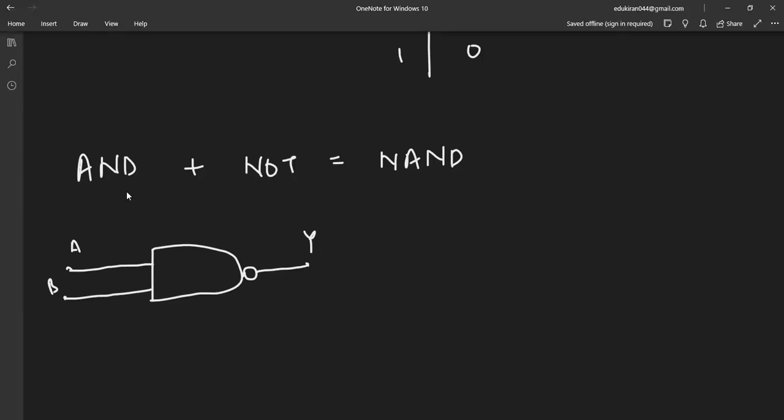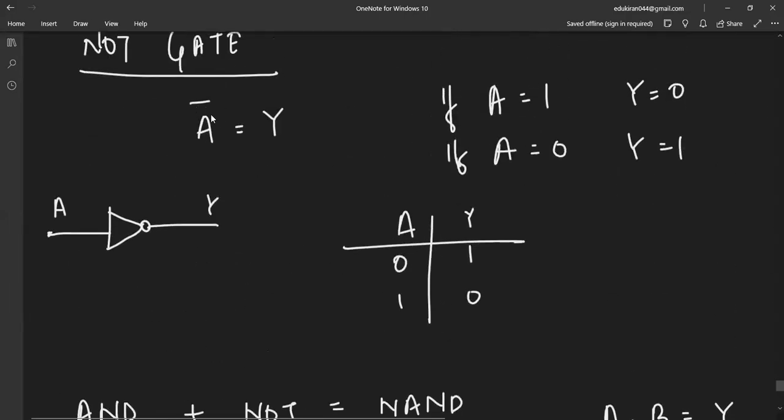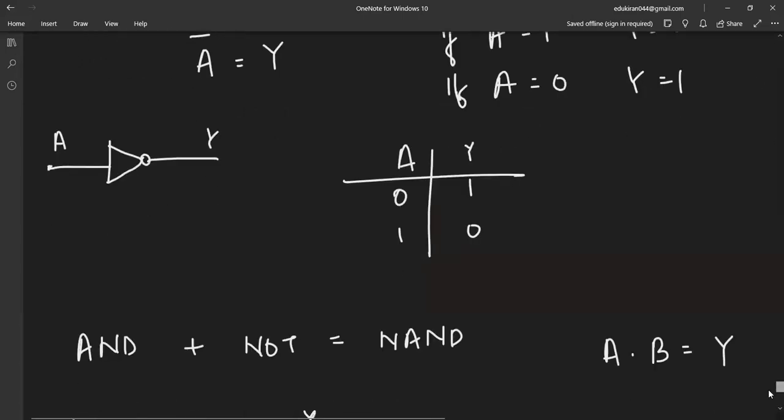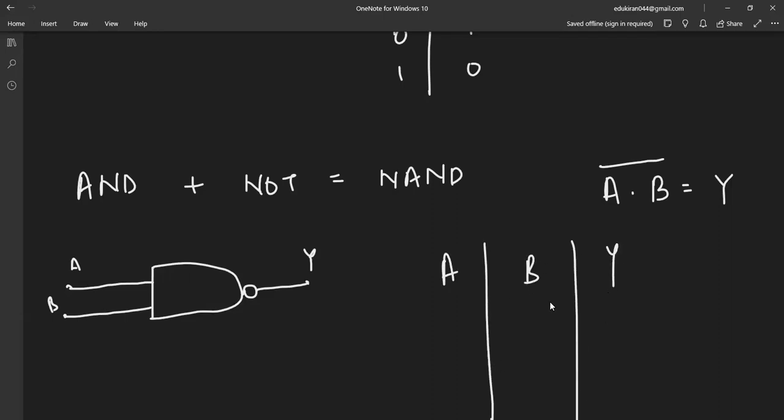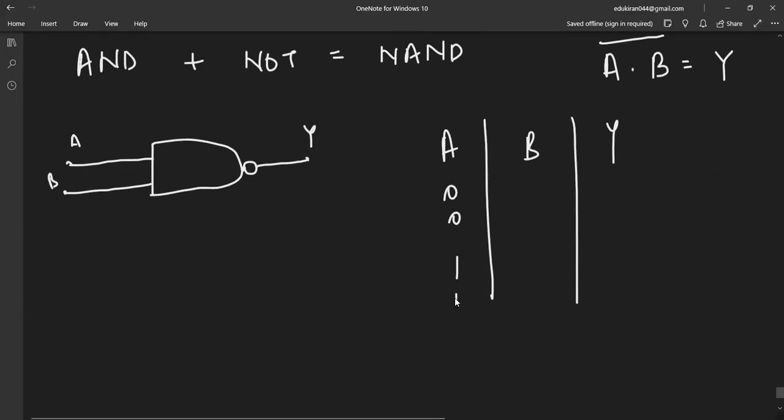Now, what about the truth table? For the AND gate, we multiply A and B. That gives us Y. And for the NOT gate, what we have studied is that it's the opposite. Whenever we add this bar, it gives the opposite. So here A dot B, whatever the answer is, we'll reverse it so the function of NOT is covered. Like, I'll tell you, A, B, Y: 0, 0, 1, 1 and 0, 1, 0, 1. All the combinations are done.